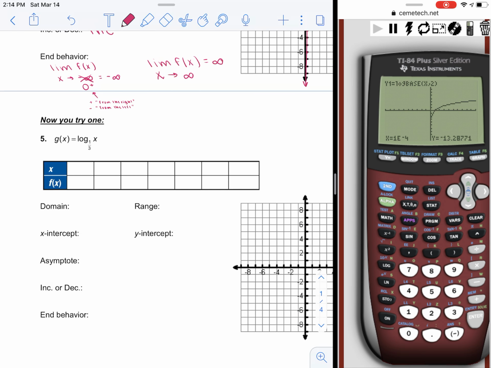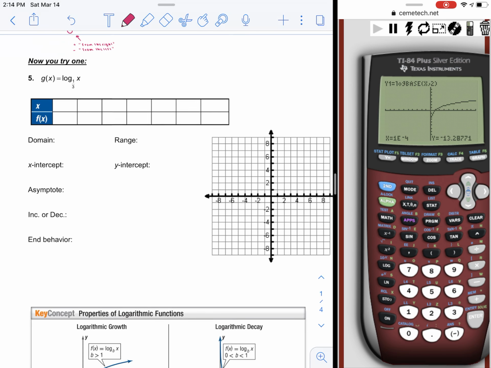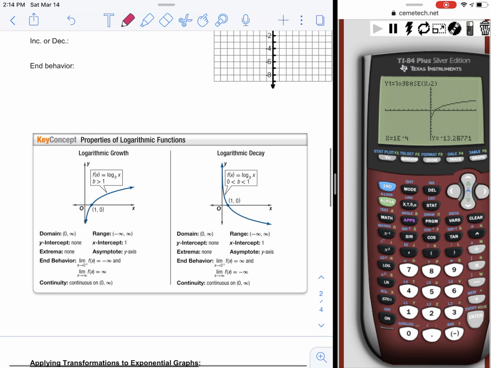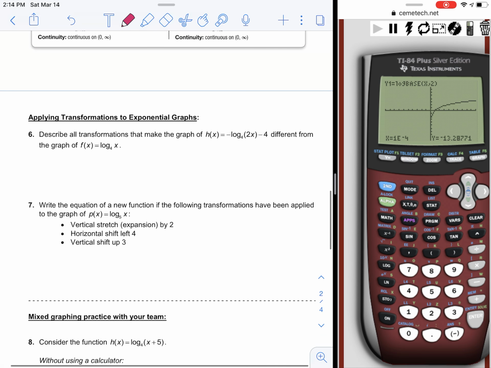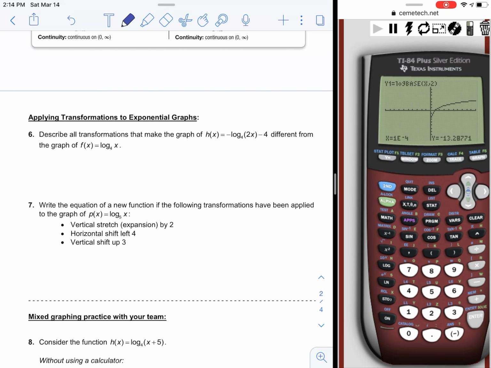So you can try number 5 at this time. Obviously, check your answer with the key, but you will need to complete this when you submit your notes. And we are going to move onward to the final topic I wanted to look at regarding this topic.